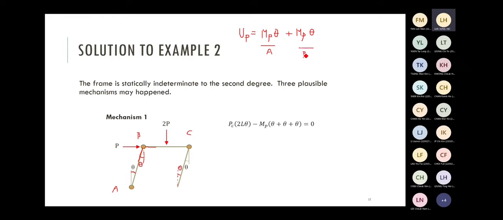That is the contribution at point B. Point C, I think, is quite similar to point B, right? The horizontal member has no rotation. The vertical member is under rotation theta. So the plastic work at point C is also equal to MP theta.